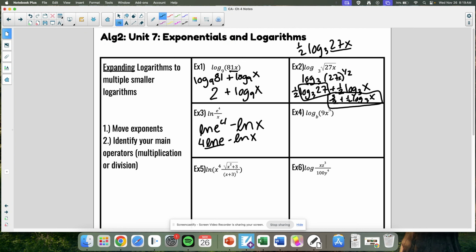And then the ln of e. So the base of the ln is e. So e to what power is e? 1. So our final answer here will just be 4 minus ln x.